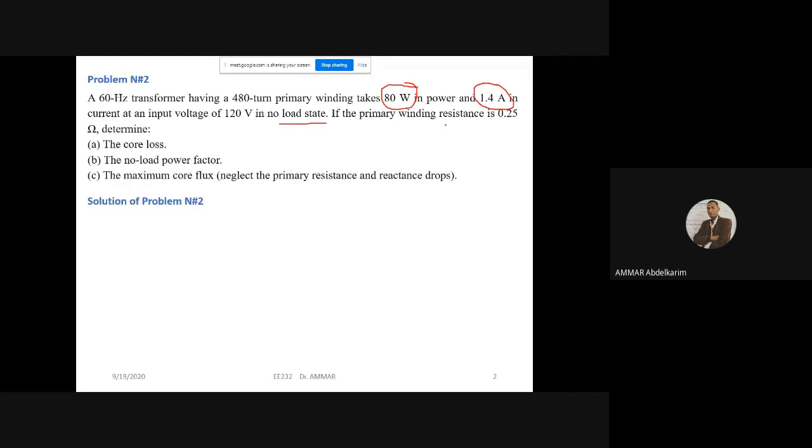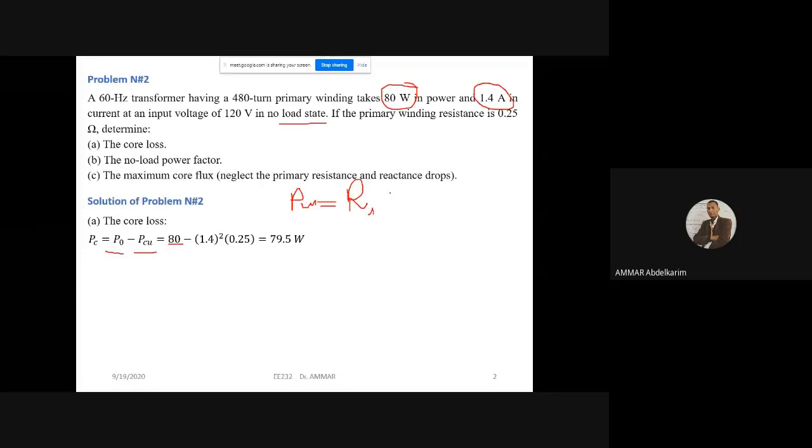and the core losses. Since the power consumed in this state is the core losses, what does it equal? It equals the no load power 80, which is given, minus the copper losses. And the copper losses equal what? P copper equals the resistance times the square of the current. Here we only have the primary resistance because the secondary is open. So the copper losses equal 1.4, the current squared, times 0.5, and the core losses equal 79.5.